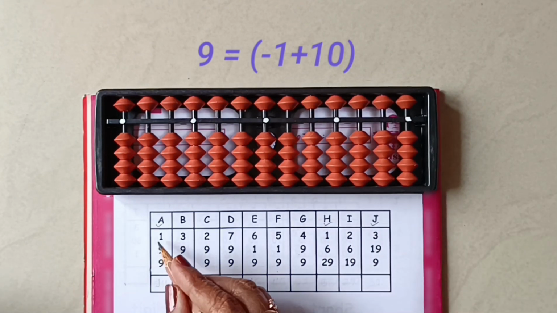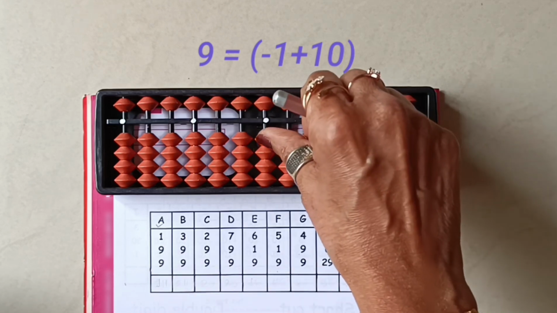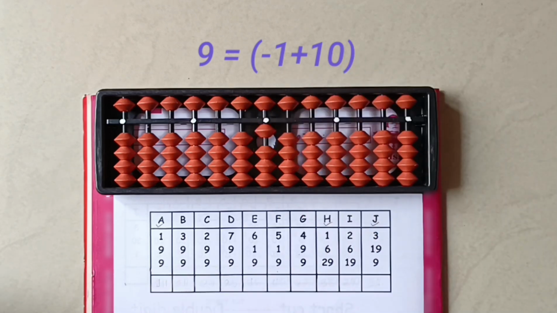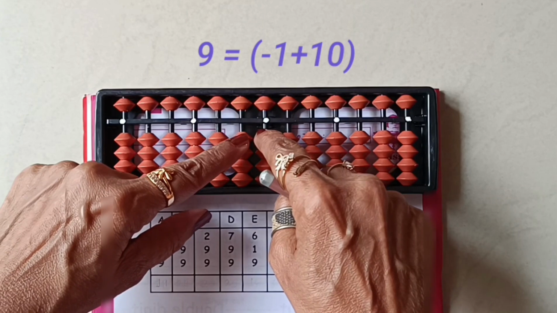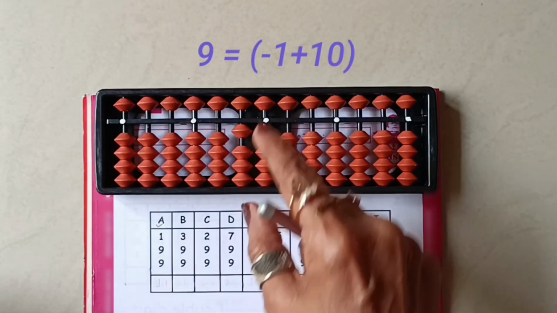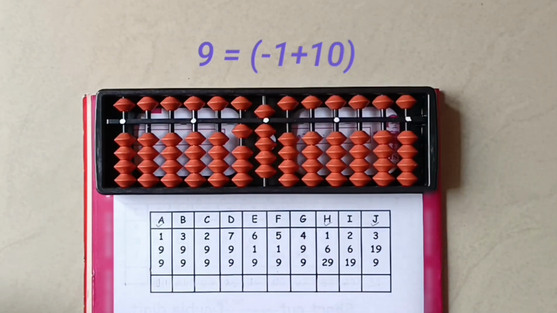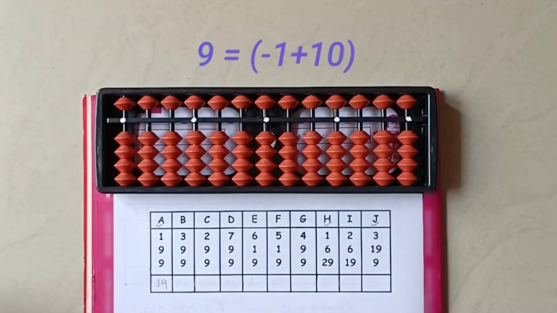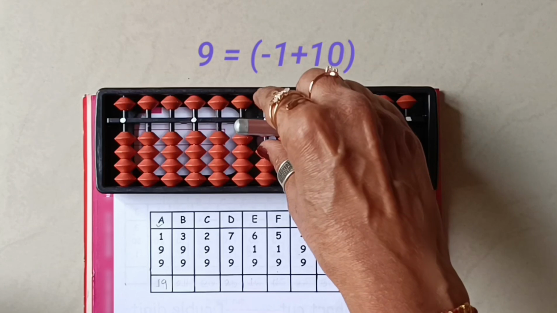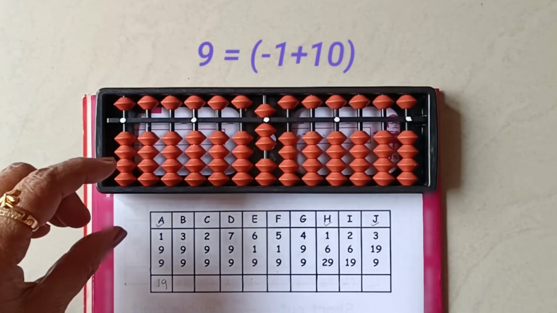Sum A: 1 plus 9. Now we can't add 9, so we have to use a formula: 9 is equal to minus 1 plus 10, and again 9. So answer is 19.